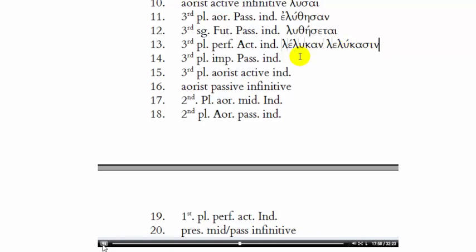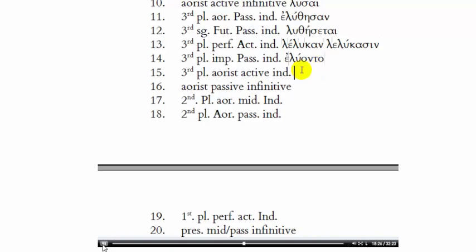Okay, moving on along here, the third plural imperfect passive indicative. Well, what form was the imperfect built on? The first. What happens with the imperfect? Augment, secondary ending. In this case, we want the secondary middle passive ending. So what are those? Men, so, to, metha, sthe, onto. Okay, so there we go. Onto, eluonto.